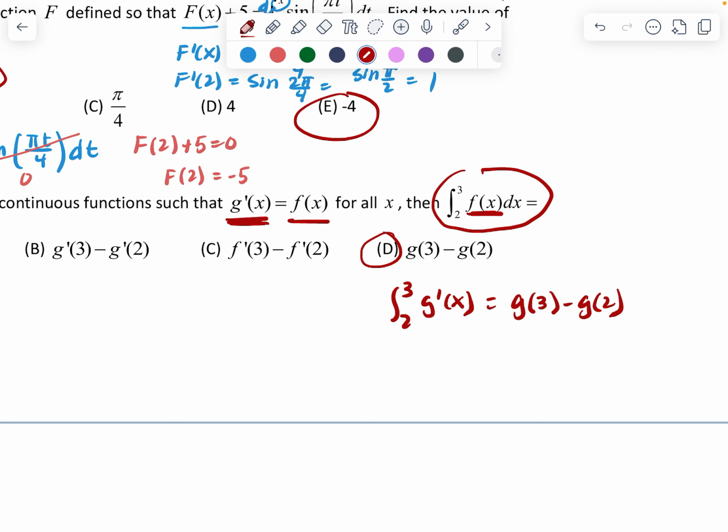If you want to see the longer version of that, remember the integral from 2 to 3 of g prime of x. Here, I'll do it another way. If I take the integral and a derivative, they cancel out. So this is just g of x evaluated from 2 to 3. And then you just do top minus bottom. So that would be g of 3 minus g of 2.